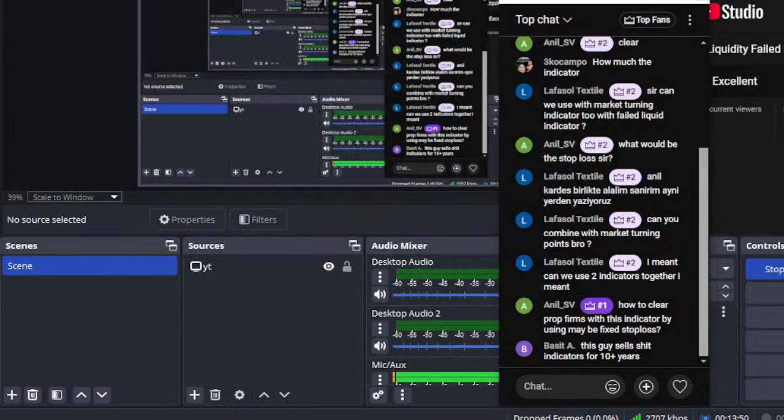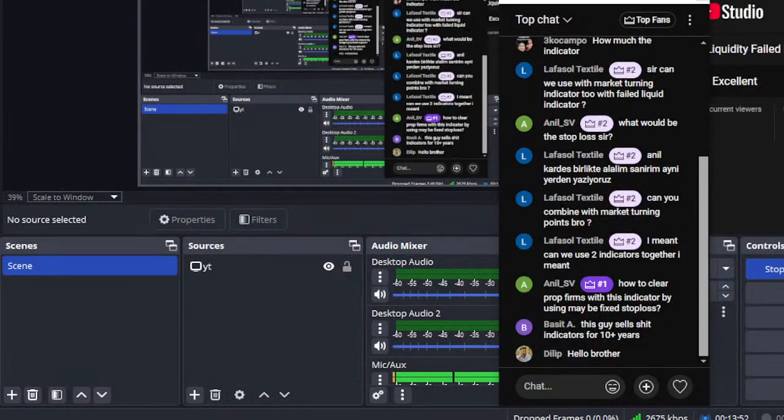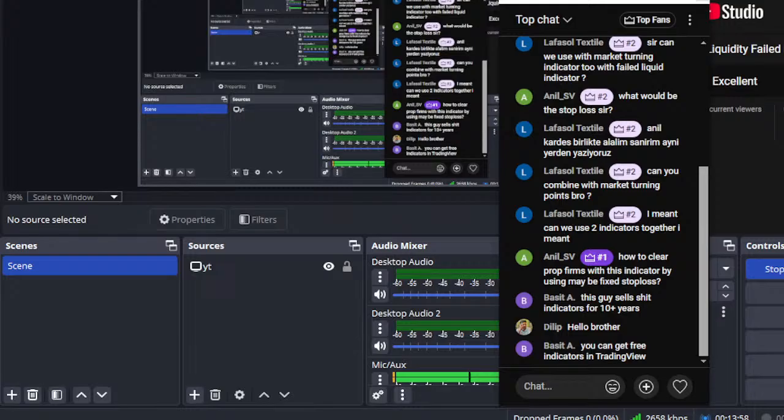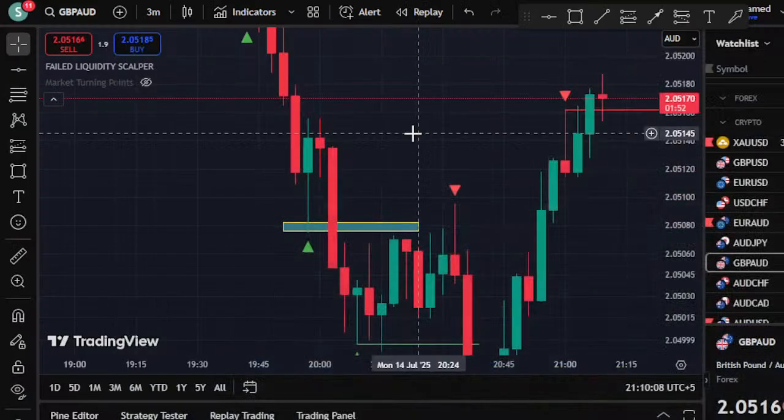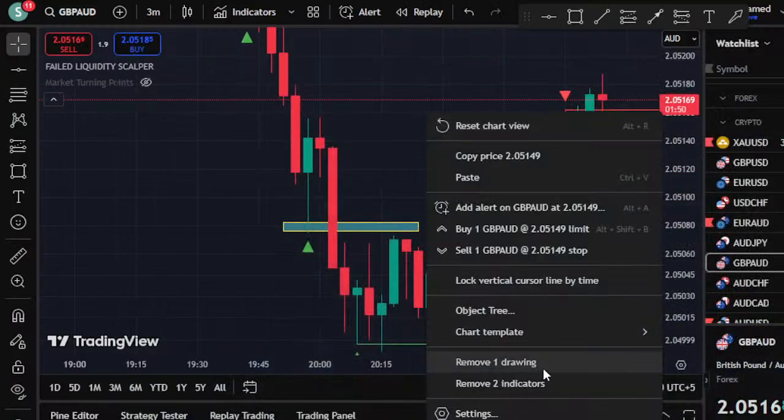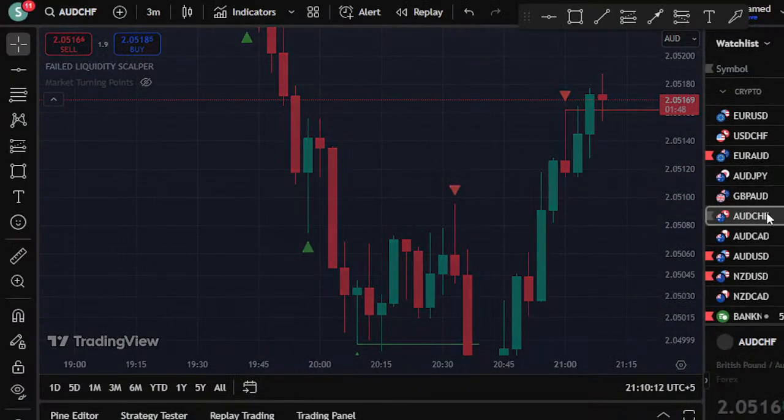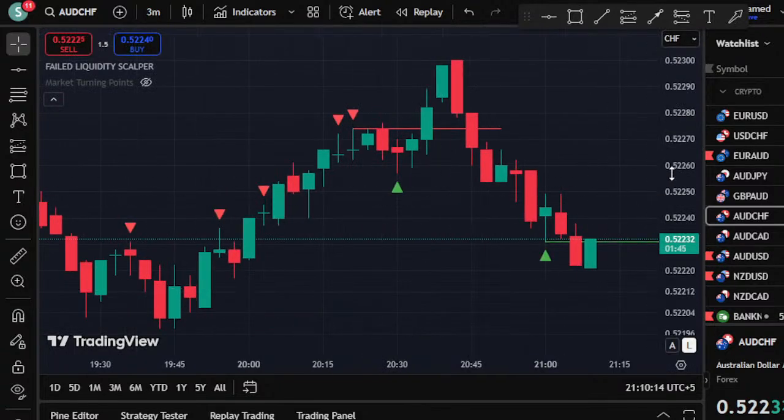Okay, let's see if there is any other question. How to clear prop firms with this indicator by using fixed stop loss? Brother, I don't know about the prop firms because I trade my real account, but I think so. If you even don't put your stop loss and manually close your trade, this is the best. Okay, so the bosses say this is shit. If it is shit, then I think you haven't seen any real indicator in your whole trading history before. Okay, so next we are going to AUDCHF.